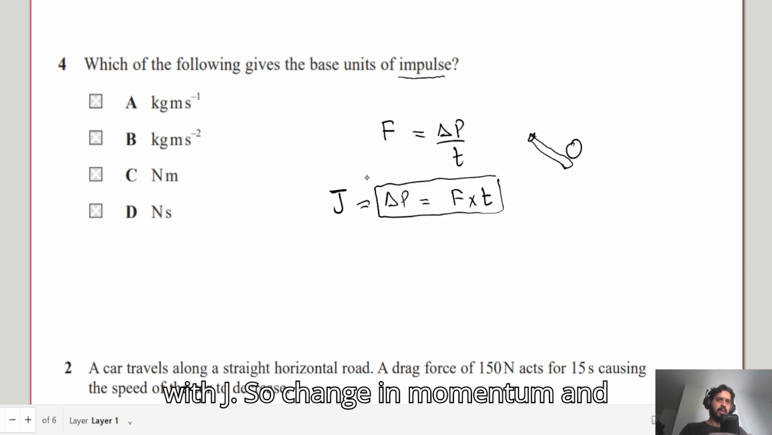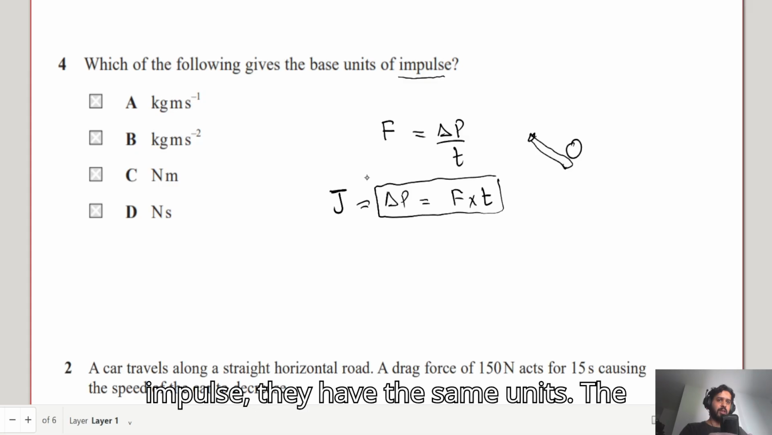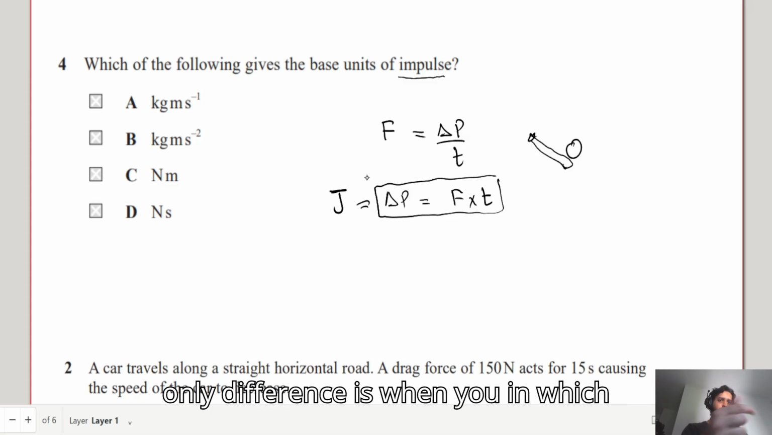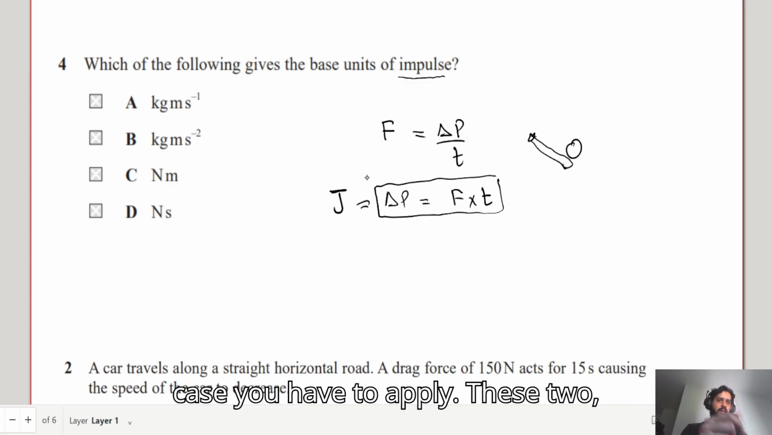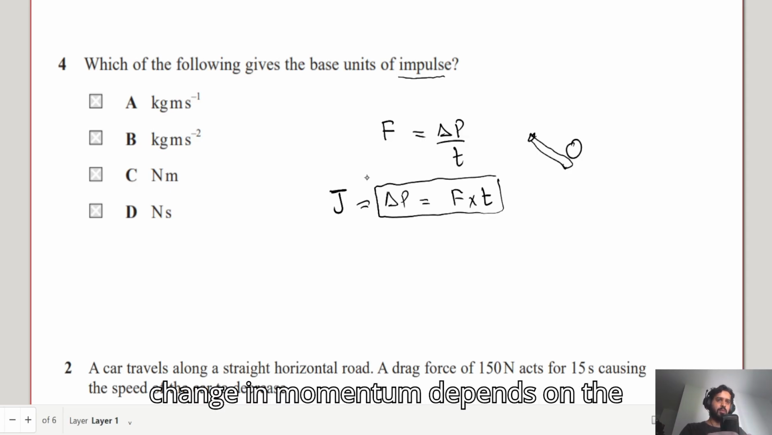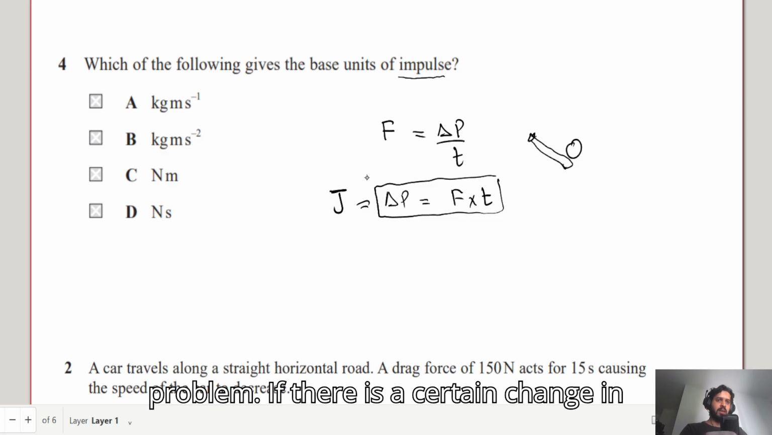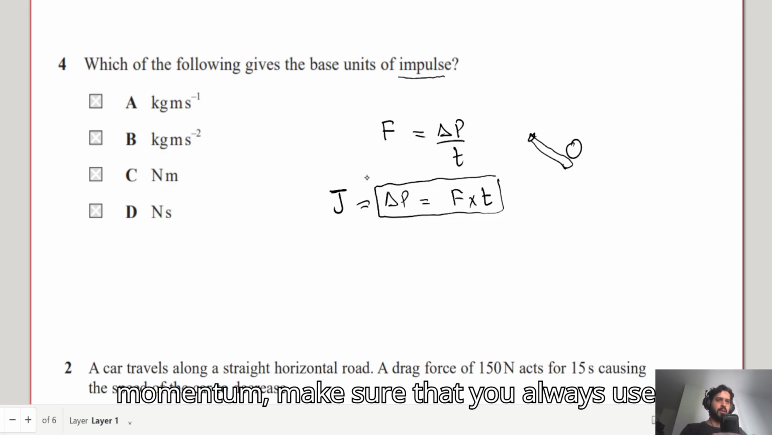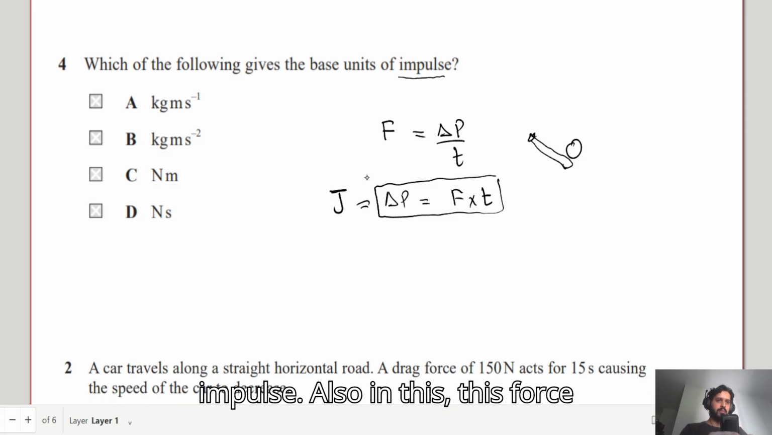So change in momentum and impulse, they have the same units. The only difference is in which case you have to apply these two, whether you're calculating impulse or change in momentum depends on the problem. If there is a sudden change in momentum, make sure that you always use impulse.